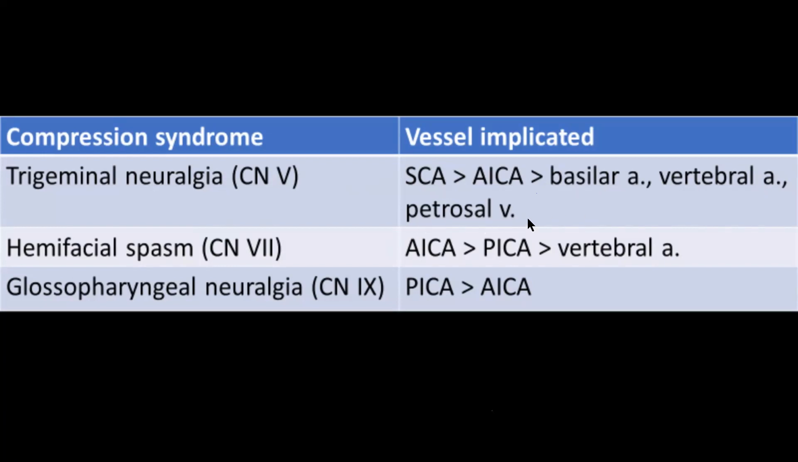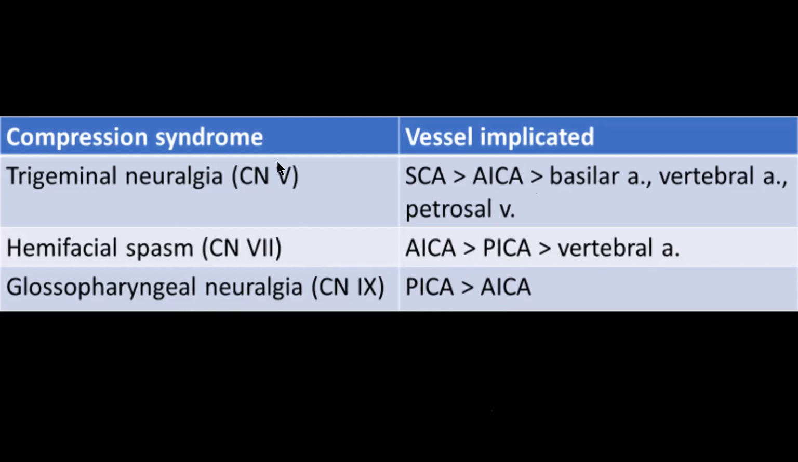The petrosal vein is also known as Dandy's vein and runs in a vertical fashion in the CP angle, as opposed to looping in the anterior-posterior dimension. Other neurovascular compression syndromes that are good to know about but less common are hemifacial spasm, which is due to impingement of cranial nerve 7. And this most commonly implicates AICA, followed by PICA and vertebral artery, and then glossopharyngeal neuralgia, which is even more rare, which is impingement of cranial nerve 9 in the cisternal segment, usually by PICA, followed by AICA.